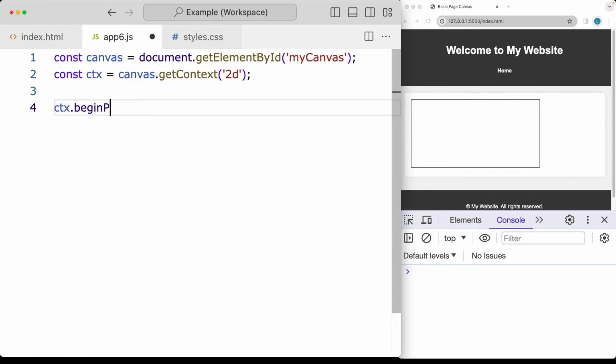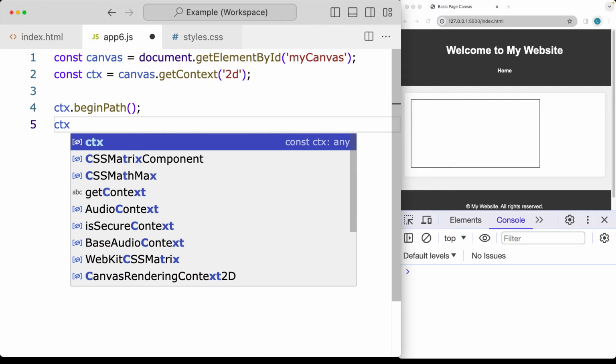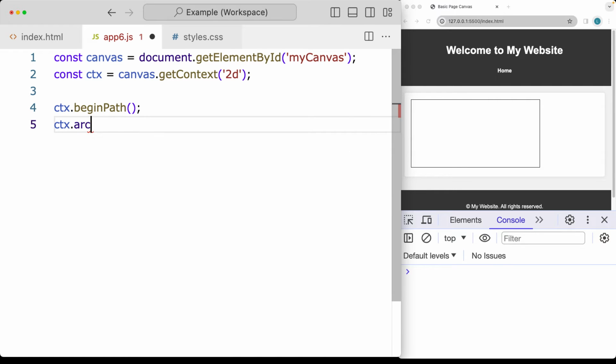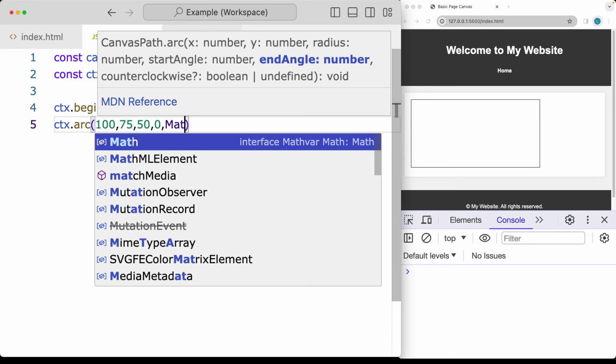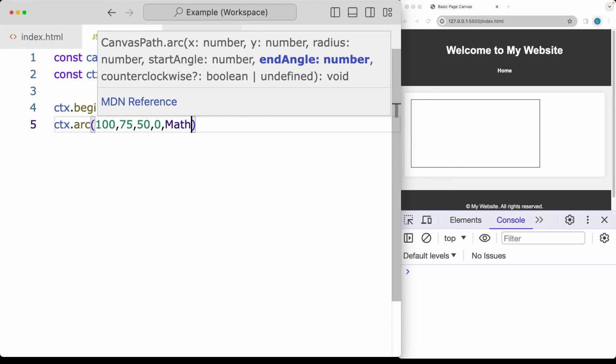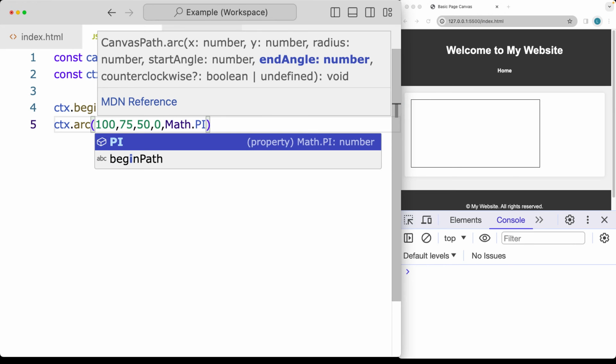So this is going to be the starting position of where the draw is going to happen, the CTX, and drawing an arc. So setting up a value. So the X and the Y, the radius number, start angle and the end angle. So it requires the 5 arguments. So let's do 100, 75, we'll do 50 for the radius, 0, and then just a Math.PI value. So whatever the value of Math.PI is.